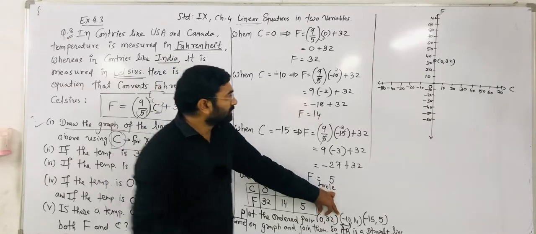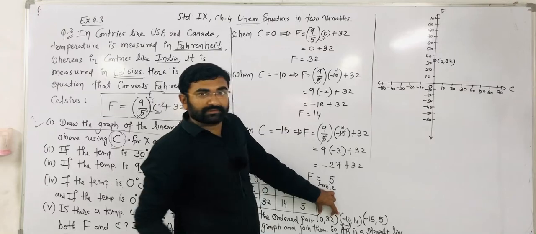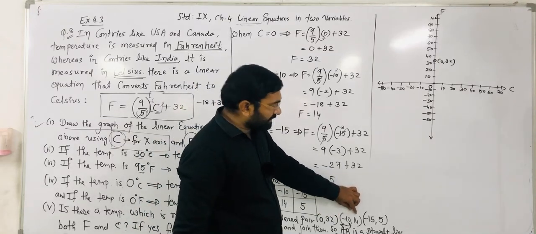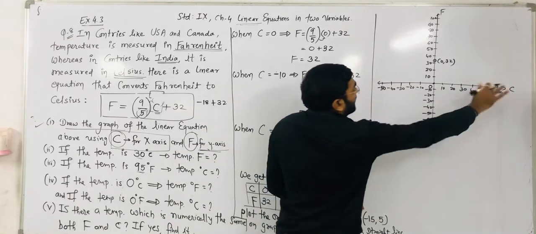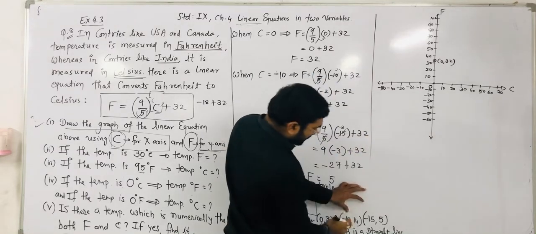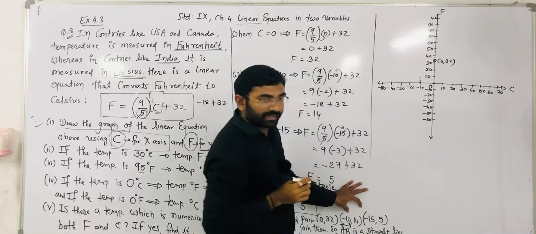Y axis. So that's why (0, 32) comes on the y axis. Okay. Second point, (-10, 14). So the x coordinate value is -10. On the x axis, the -10 value is here. From that, we have to draw one perpendicular line.